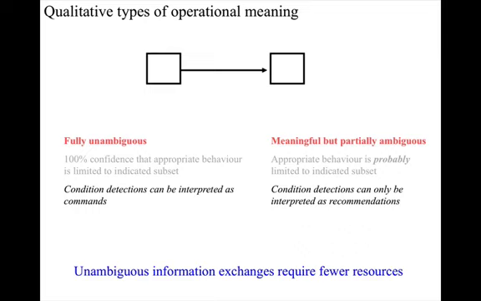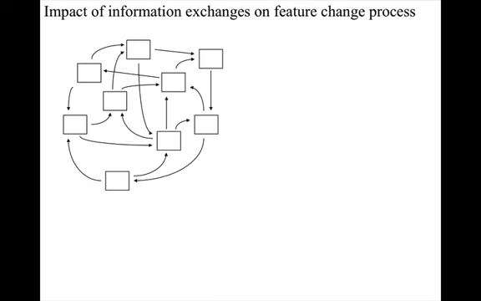And of course, condition detections require resources. So systems using partially ambiguous behavioral meanings will need a lot more resources. So why should you bother? Well, the reason is that using partially ambiguous information exchange meanings reduces the change problem for a learning system. Remember, the change problem is that even if information exchange is minimized as far as possible, a change to one module to modify or learn a feature will generally have undesirable side effects on lots of other modules.